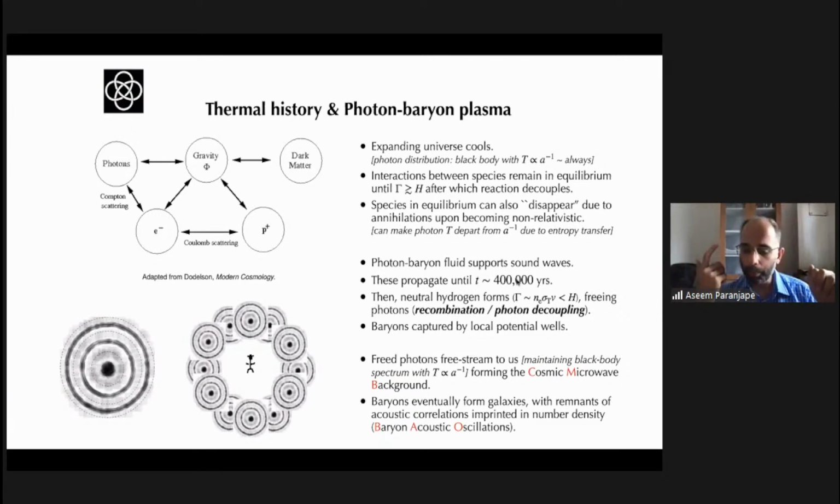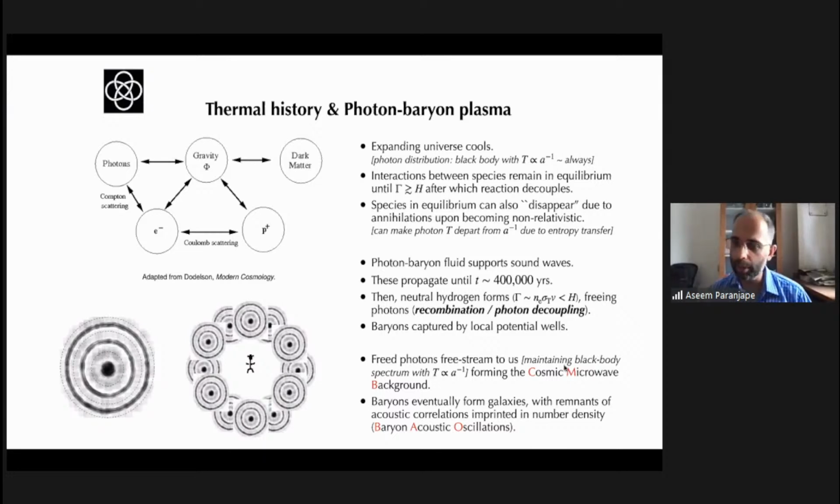Not only in the baryonic, not only in the photon temperature distribution because of the free streaming photons, but also in the baryonic distribution traced out by the galaxies. Okay, so that is what I have mentioned here. These freed photons stream to us, maintaining their blackbody spectrum with temperature that falls like 1 over a.